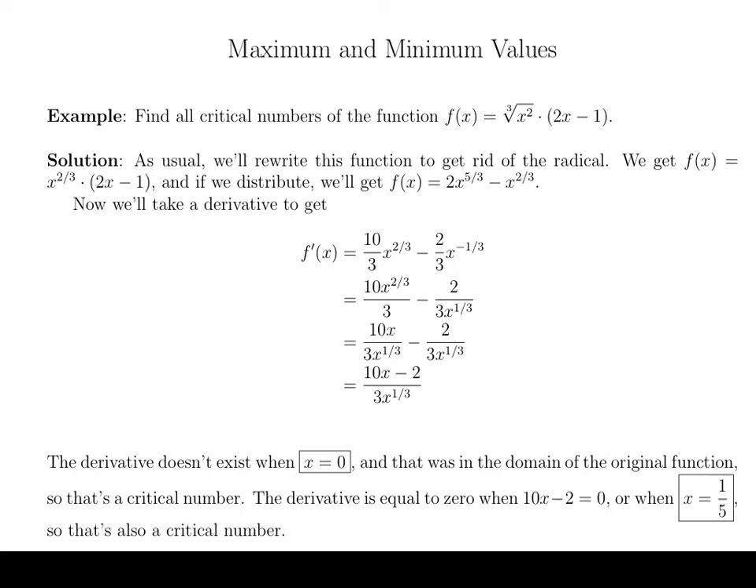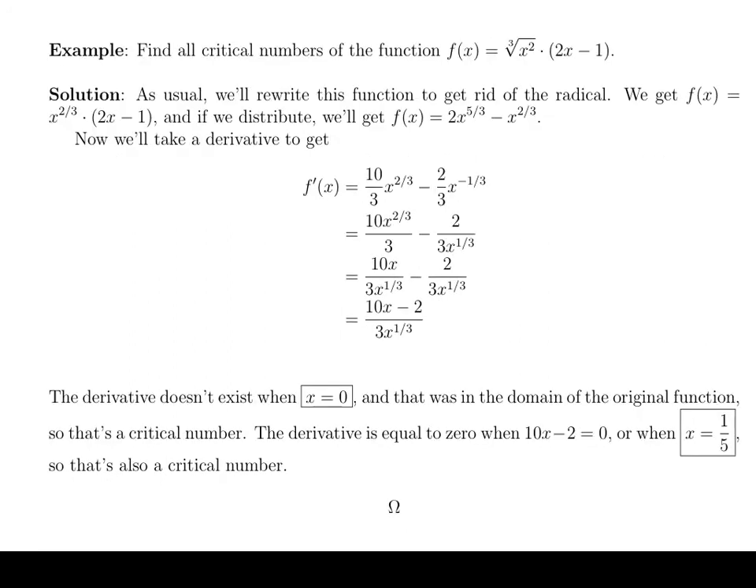And then the derivative is equal to 0 when 2x minus 2 is equal to 0. And that happens when x is equal to 1/5. So that's also a critical number. And those are the only points where the derivative either doesn't exist or is equal to 0. So those are the only two critical numbers. Okay, that's all for now.